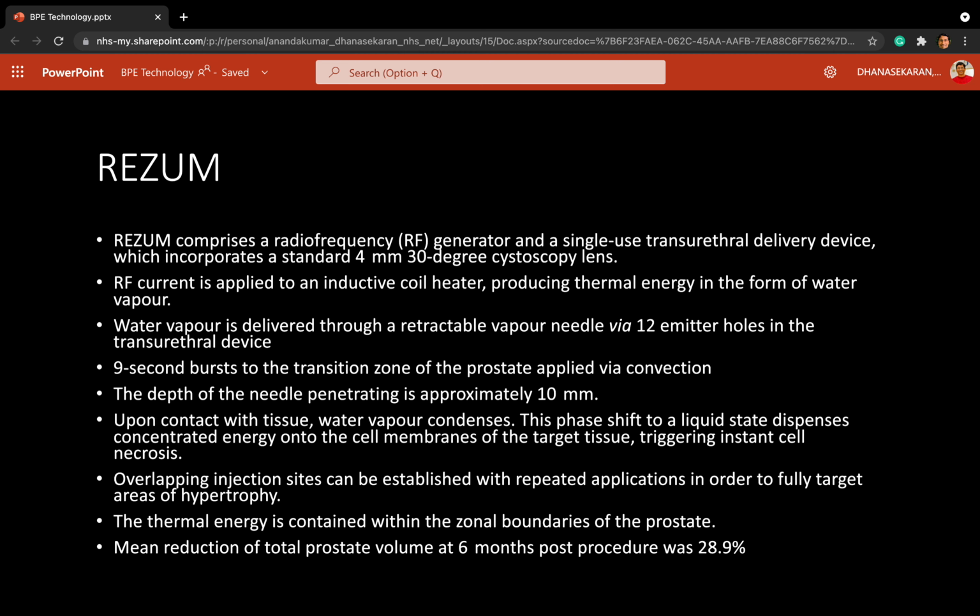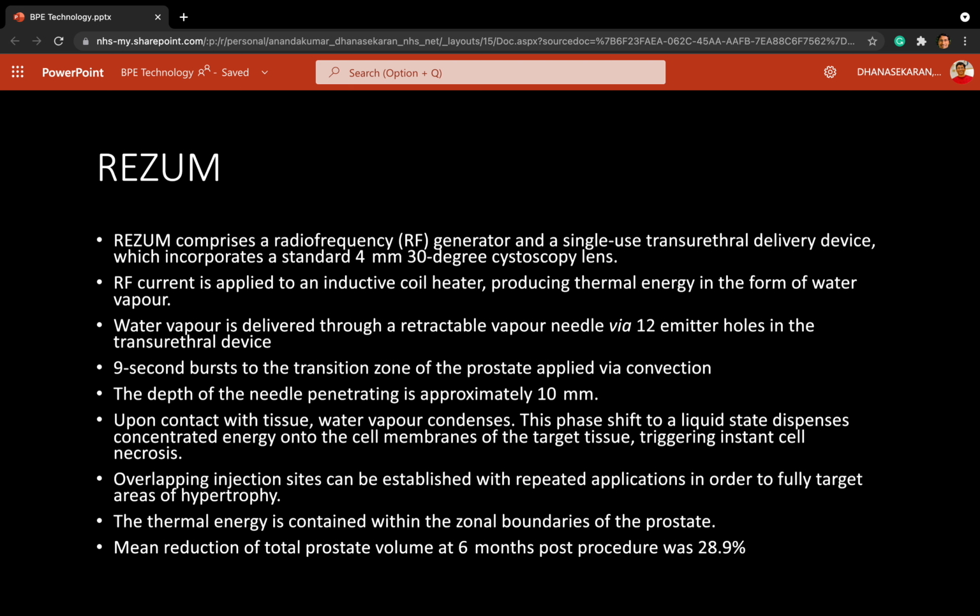How does Rezume work? This works through the injection of water vapor and steam into the prostate, and this then induces enzymes to be denatured and will eventually cause a necrosis of prostatic tissue. Again, it does not involve resection of prostatic tissue. It does involve post-procedure catheterization and removal of this within 72 hours of the procedure.